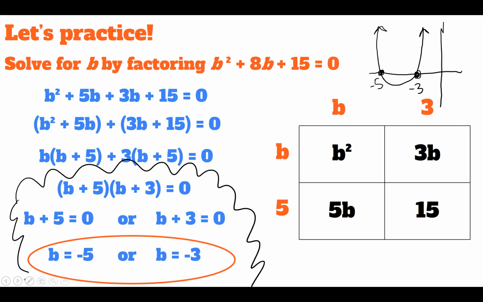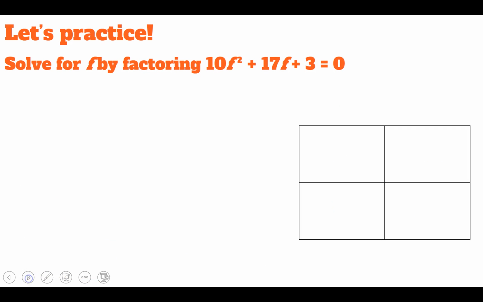No questions? Ready for another one? Yeah. Did you say no? Oh, yeah? Okay. Here we go. This one we're solving for f. So we have 10f squared plus 17f plus 3. All right. Go ahead and draw your table.